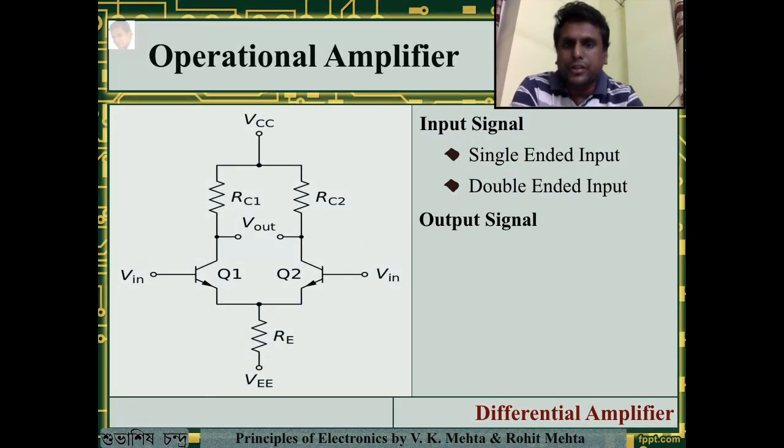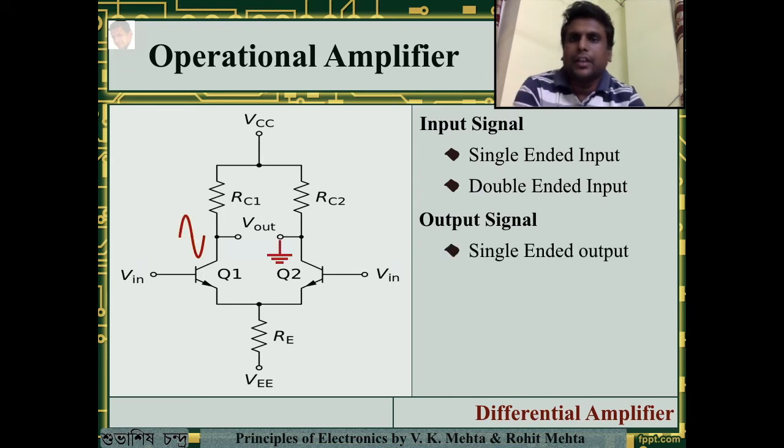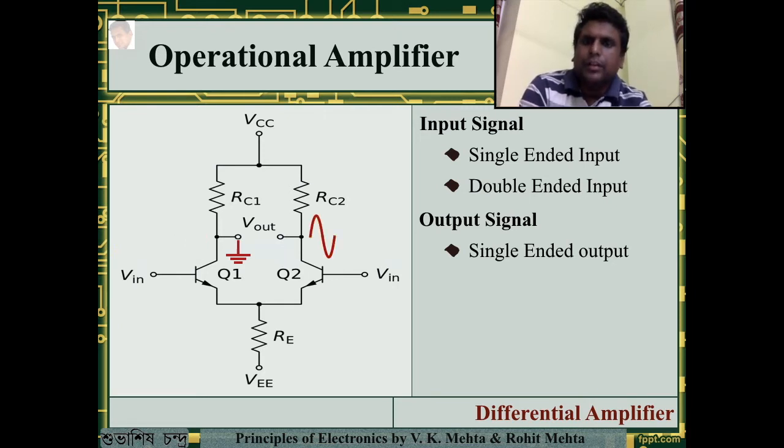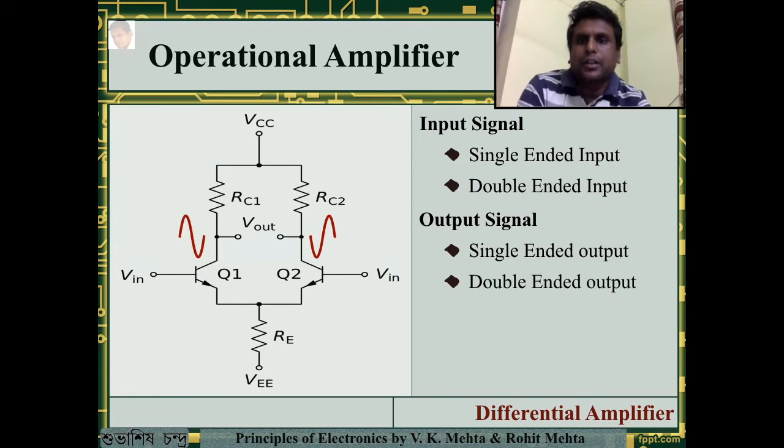In case of output signal, again, there is a single-ended output in which one of the collectors can be utilized to receive the signal and the second collector is grounded, or the alternate configuration can be used. In case of double-ended output, both the terminals can be utilized to receive the output. Here you can see the outputs are out of phase. We will look into it in detail later on in the tutorial.